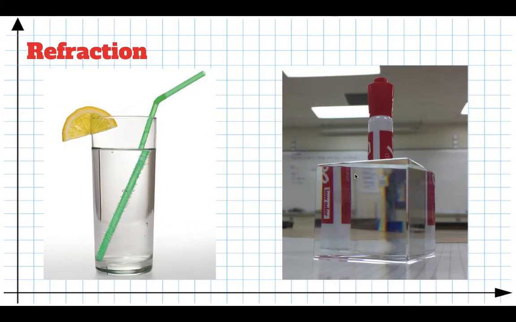You've probably seen it. Here's some examples. If you have a straw in your Sprite, it looks like the straw is disconnected. The light from the straw is getting bent as it passes through the glass, and so your eye thinks it's coming from a different place.